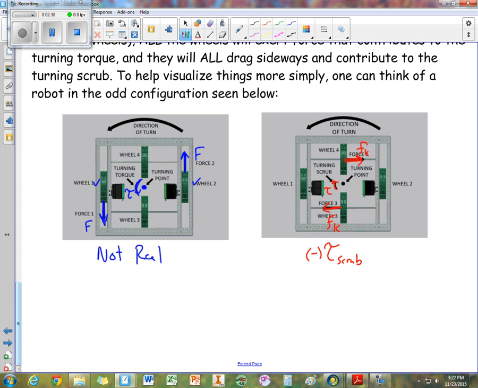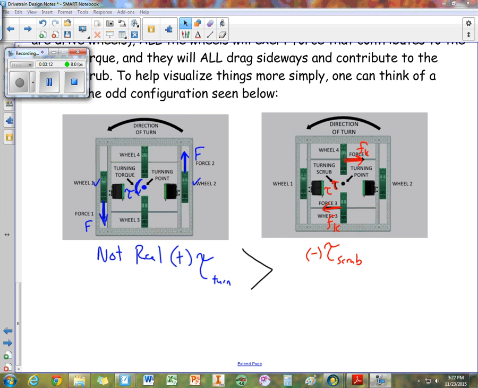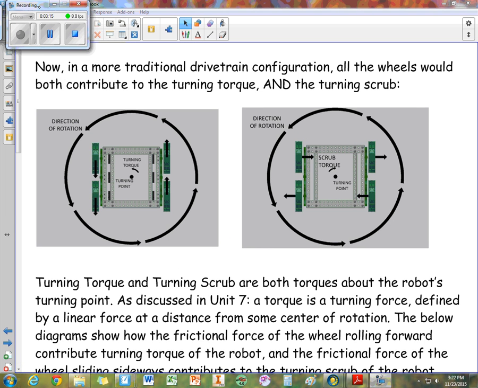We have this positive torque that is trying to turn it, and we have the negative torque from scrub that's trying to prevent it from being turned. As long as the turning torque is greater than the turning scrub, the robot will be able to turn. But if the friction becomes too great, we can lose a lot of energy. Remember, friction converts mechanical energy into heat. So if there's too much friction, we will lose a lot of our mechanical energy.